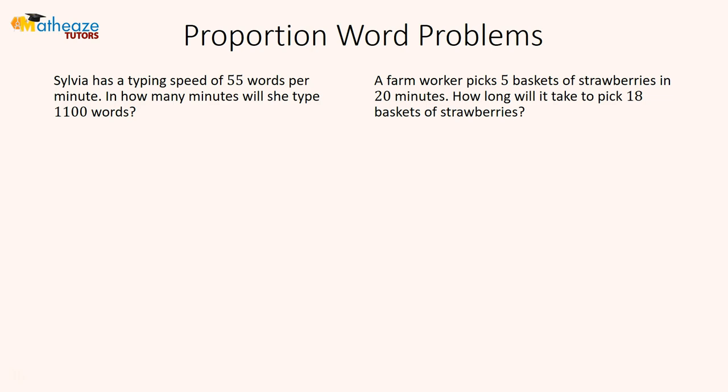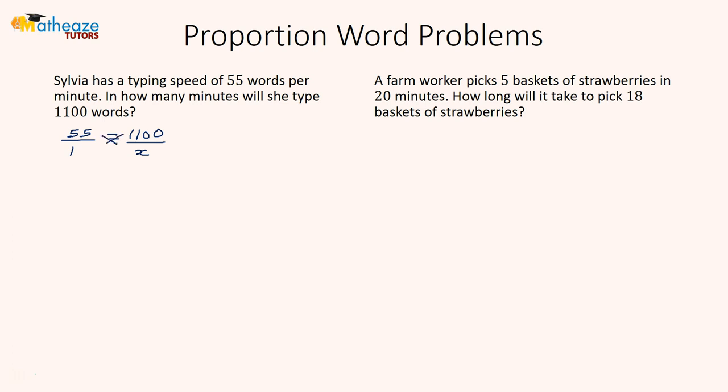Now let's look at some other word problems. Sylvia has a typing speed of 55 words per minute. So she has 55 words for every minute. How many minutes will she take to type 1,100 words? So we want to find out how many minutes she can type 1,100.